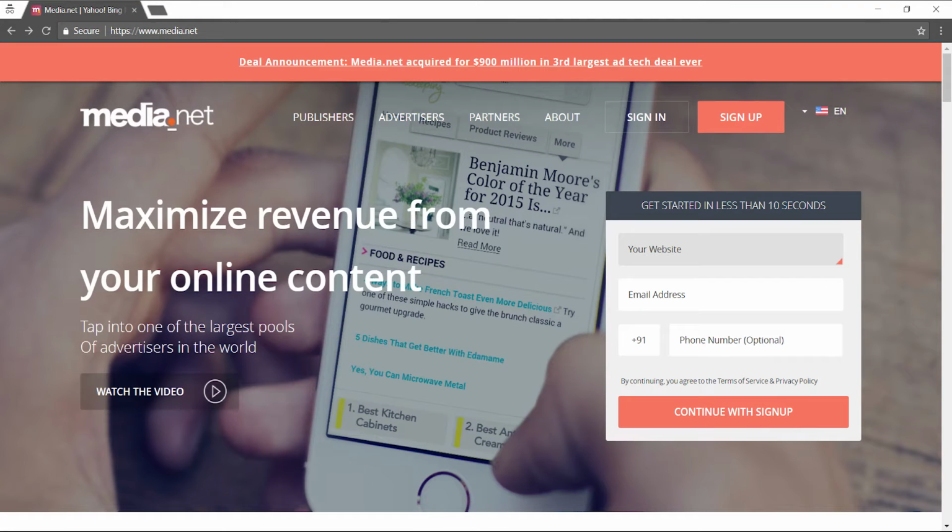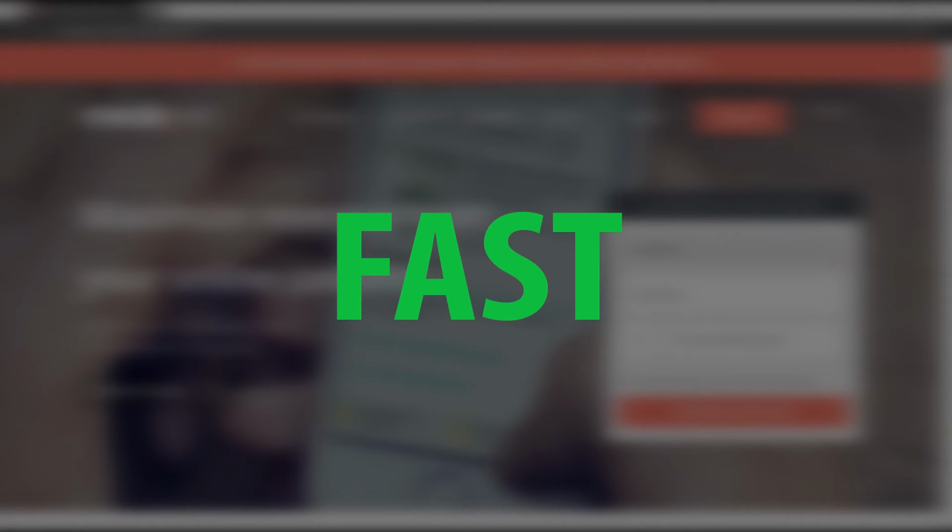The standard approval for Media.net is around 7 days since the publisher team evaluates websites based on a number of factors, and depending on the volume of the applications, the approval is queued. However, we are now going to discuss how you can get approved by Media.net fast.